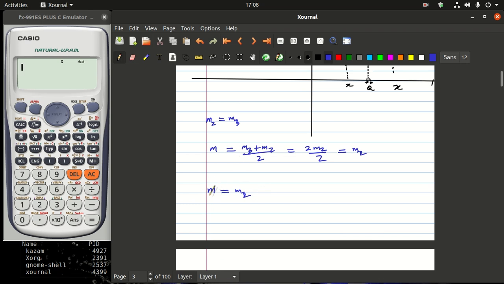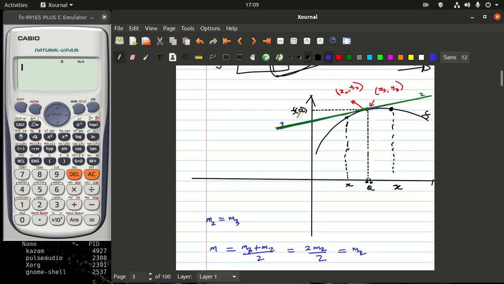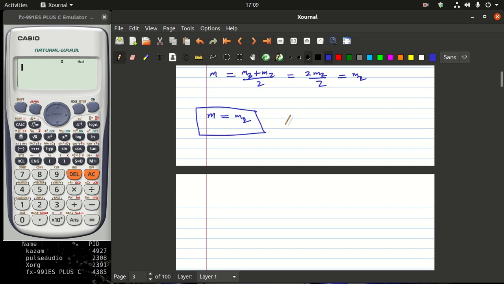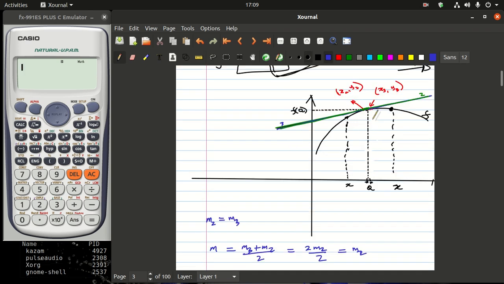So this slope of the tangent line is the same as the slope of the second line. Now, how can we find the slope of either this green line or the blue line? All we need to do is say that our slope is the same as, I'm going to take a point on the curve that is so close to the point that belongs to A.